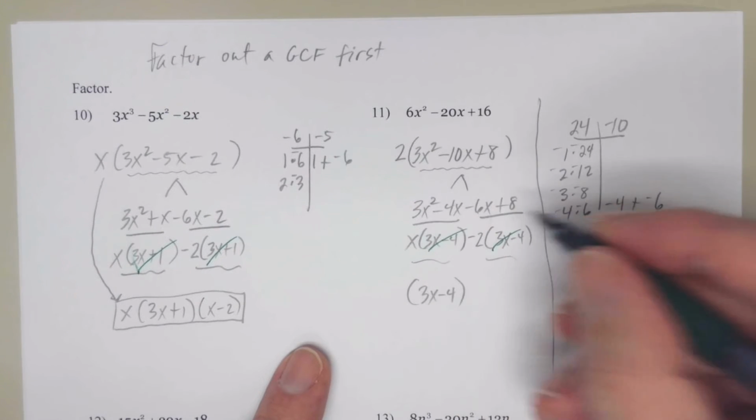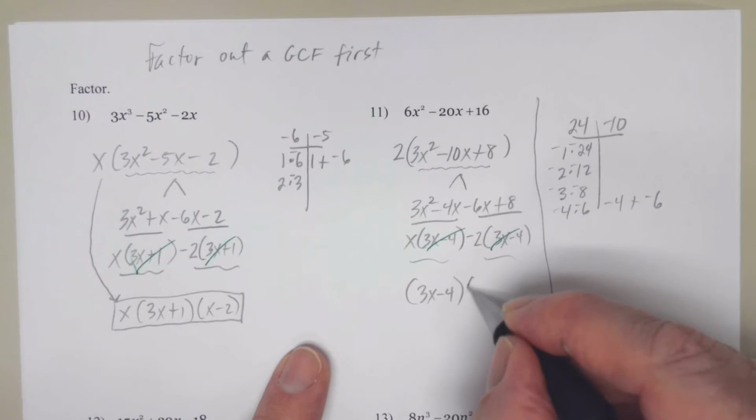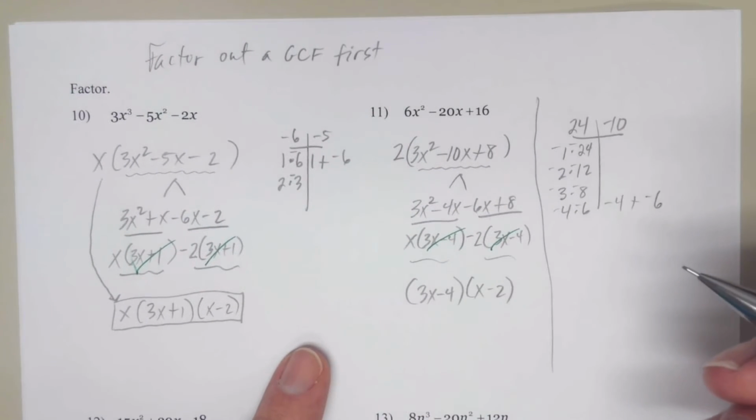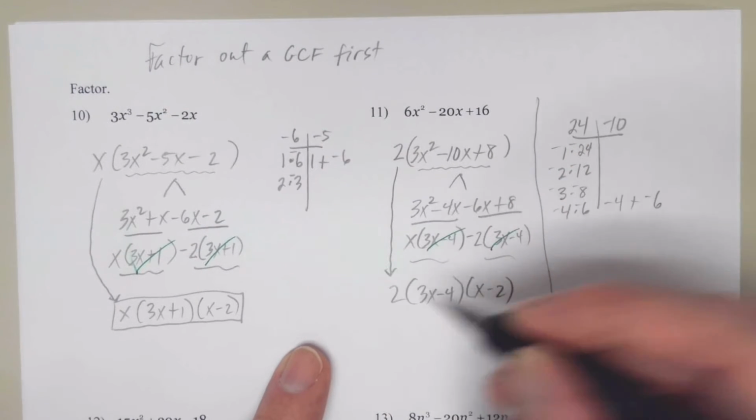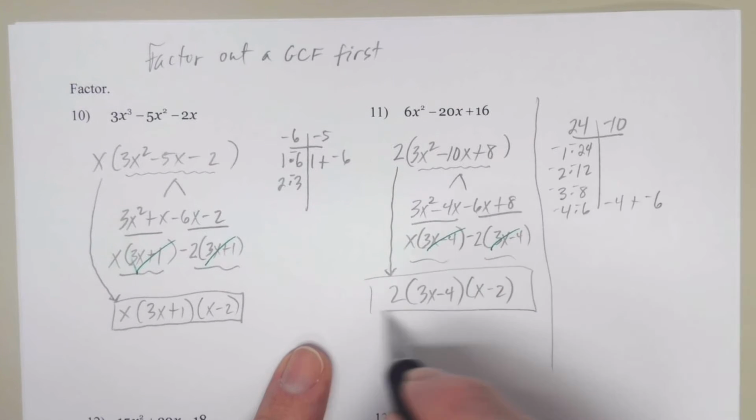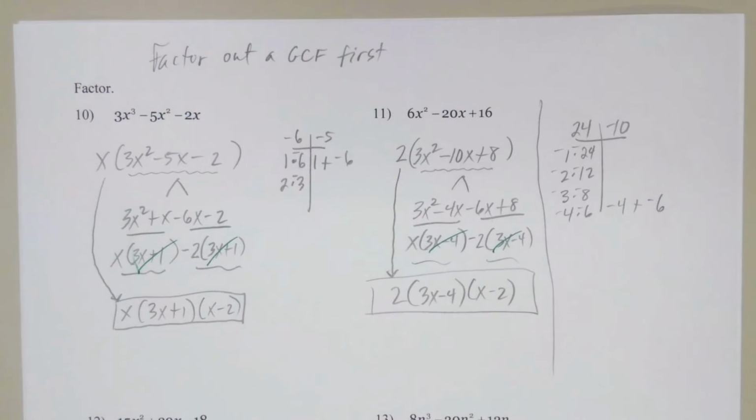If you cross those off, you can see you're left with x minus 2 as your other factor. And once again, don't forget, we still need to bring that 2 down, because in the beginning we had factored out a 2.